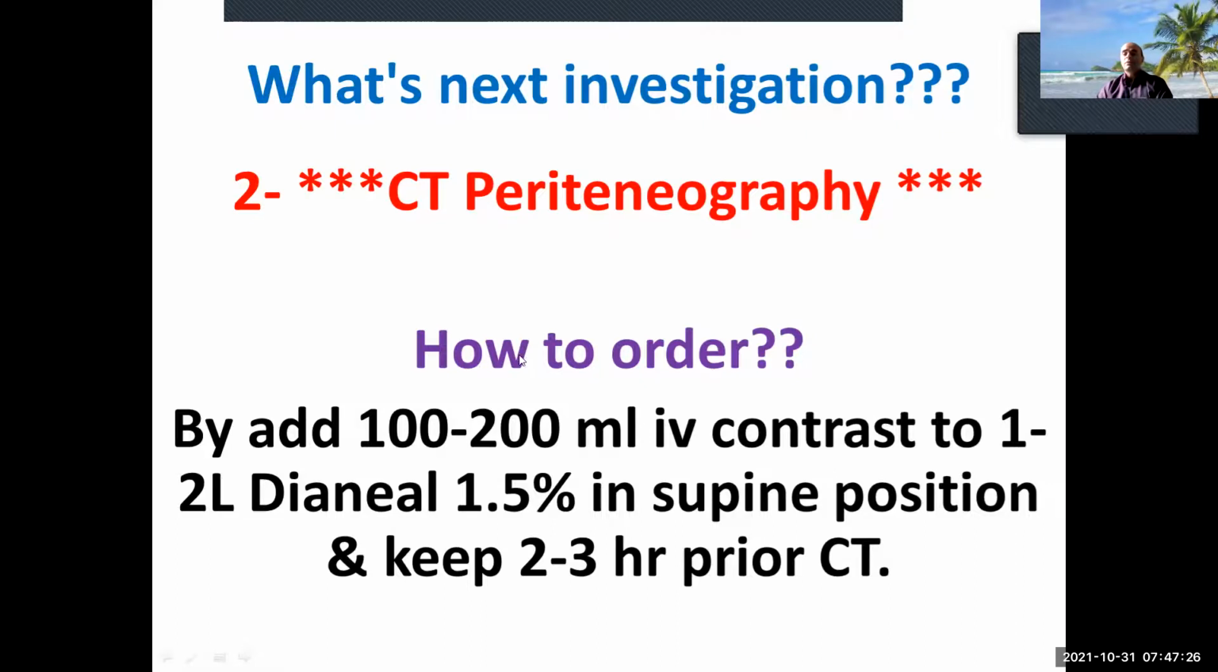How to order this for radiology? Maybe your hospital is a new PD dialysis center. How to order that? CT with contrast: 100 or 200 ml of IV contrast to be added to 1 or 2 liters of dianeal, or PD dialysate with concentration 1.5%, and it should be given in the supine position and kept for at least 2, 3, 4 hours prior to CT.